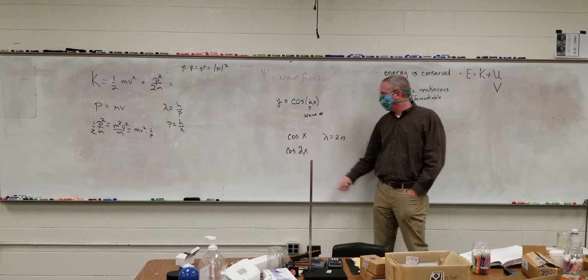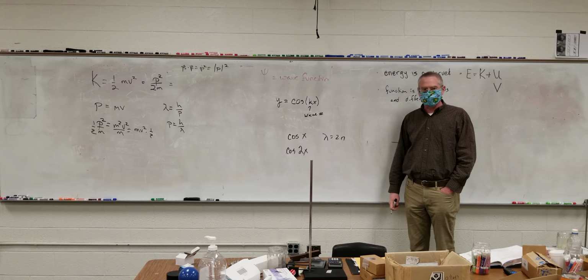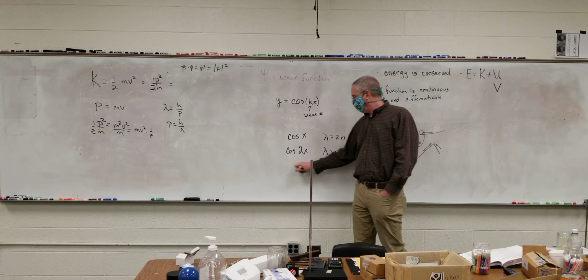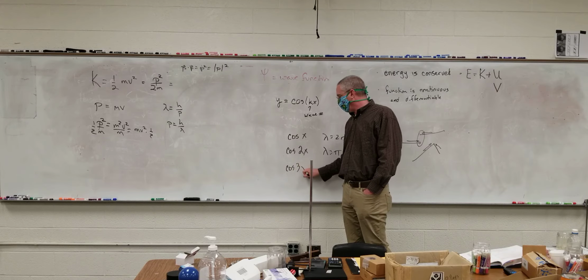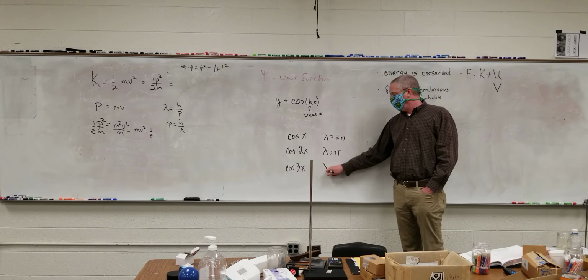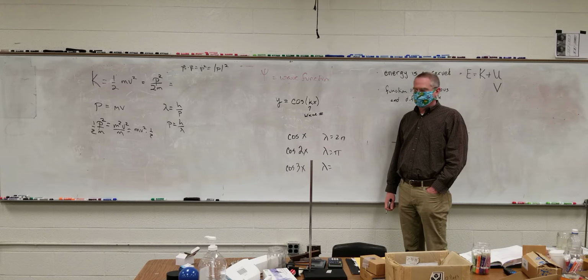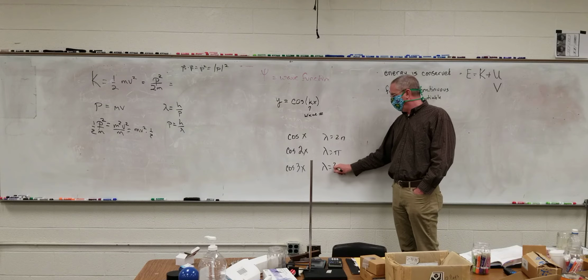Cosine of 2x? At what point does it start to repeat itself? Pi? Okay, cool, I got that right. Cosine of 3x? Pi over 2? Oops, yeah, 2/3 pi. 2/3 pi.